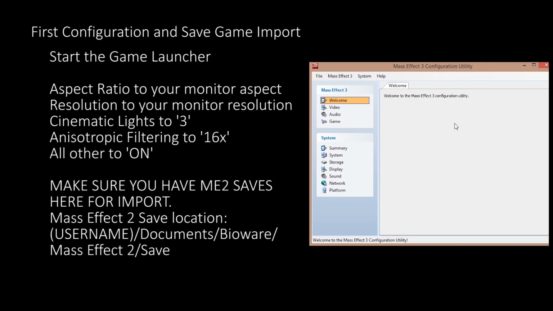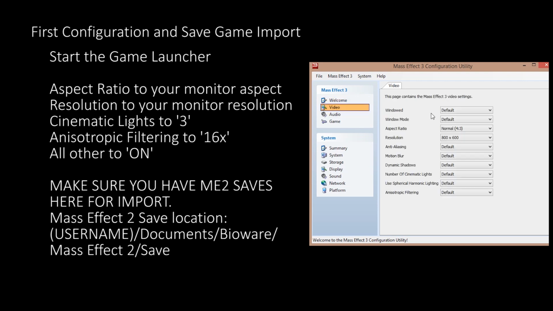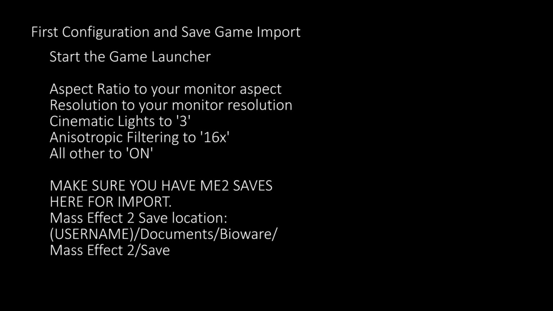From here, go to the Video tab, then change Windowed to full screen, Window mode to normal, Aspect ratio to your aspect ratio, Resolution to your max resolution, Anti-aliasing to on or off depending on your preference, Motion blur to on or off depending on your preference, Dynamic shadows to on, Number of cinematic lights to 3, Spherical harmonic lighting to on, and anisotropic filtering to 16 times. Then go to Mass Effect 3 and save changes.